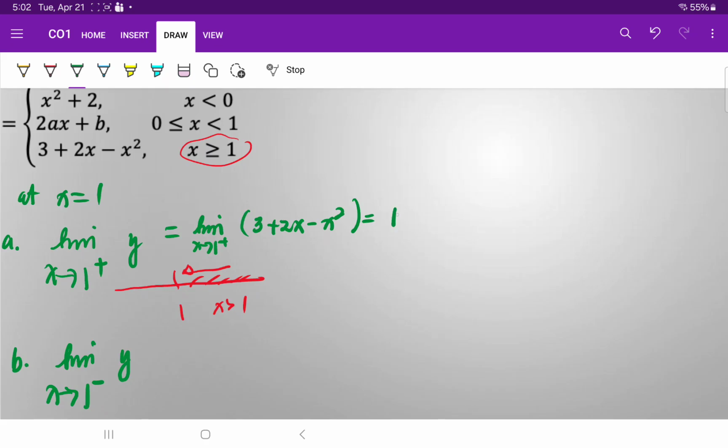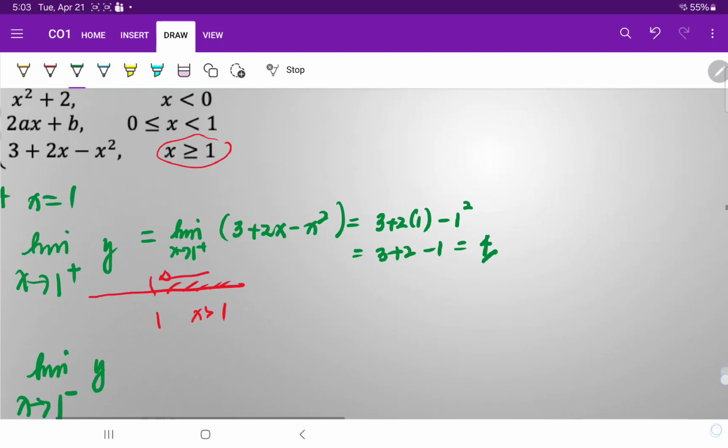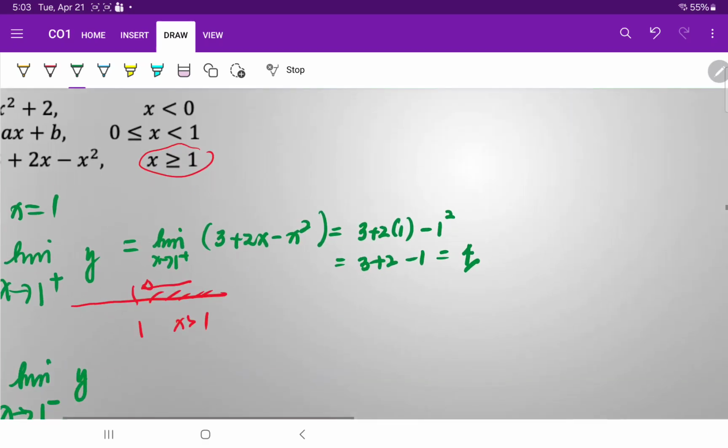And if you substitute 1, we'll have 3 plus 2 times 1 minus 1 squared. That gives you 3 plus 2 minus 1. That gives you 5 minus 1, which is 4.